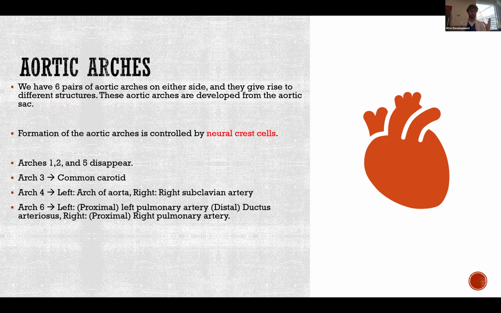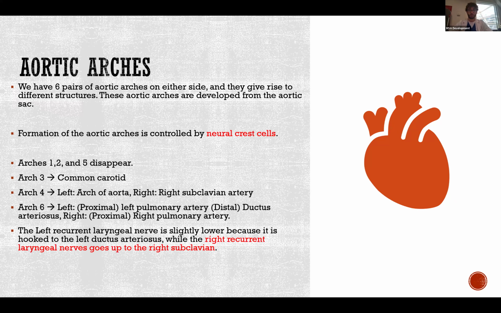As we said, the left proximal arch 6 will give us the left pulmonary artery. The right proximal arch 6 will give us the right pulmonary artery. But distally is where the difference is. The left distal arch 6 will give us the ductus arteriosus, while the right distal arch 6 disappears, doesn't give us anything. Now, there is an important concept you guys need to know.